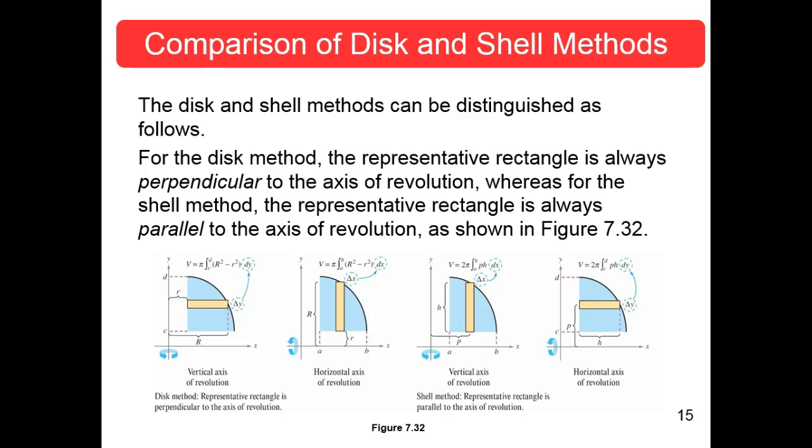Now, the other thing is, if you have the washer, then you have to do big R squared minus little r squared. If it's going around this axis, and they show this to be the x-axis, then you are leaving a hole in this part. So you're going from little r here to capital R there.